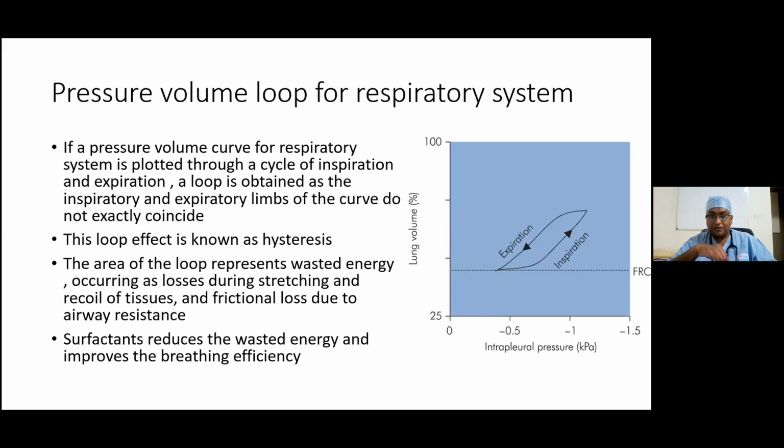Now, the area of the loop represents wasted energy. Wasted in the sense, the energy that is lost during stretching and recoil of the tissues, and frictional loss due to airway resistance. So as the loop increases, the wastage of energy increases, the work of breathing increases. Now, the body has its mechanism to reduce wasted energy, and that is where the role of surfactants comes in. We'll deal with all these things at a later stage.